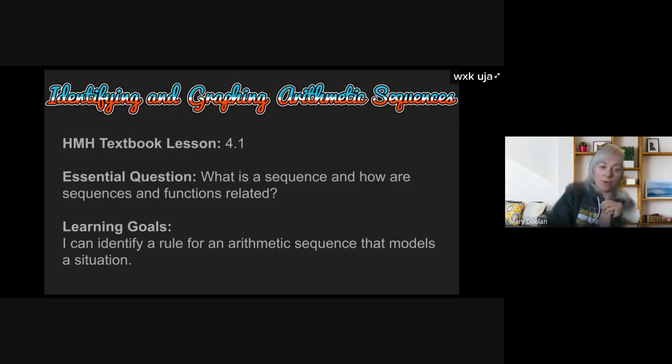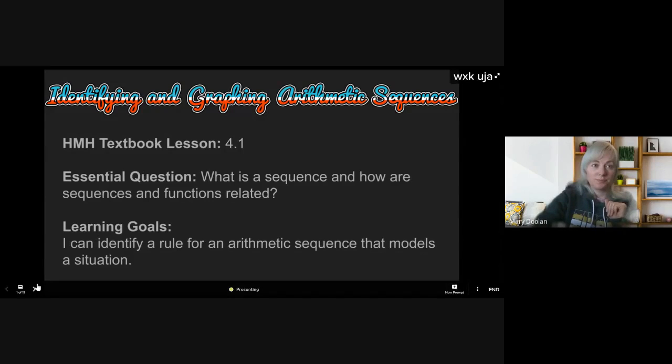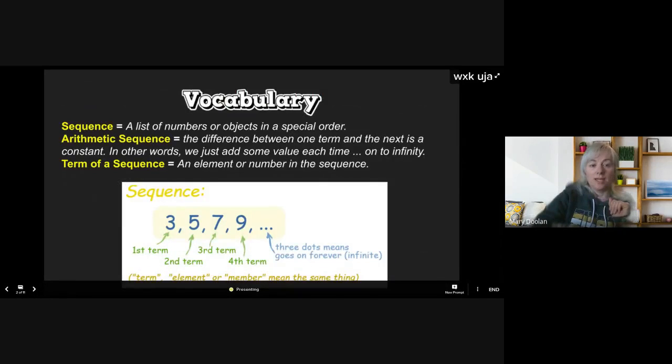All right, so we've learned about functions before, and now today we're going to learn about what an arithmetic sequence is. Your learning goal today is I can identify a rule for an arithmetic sequence that models a situation. Okay, and then here's some vocabulary for us.